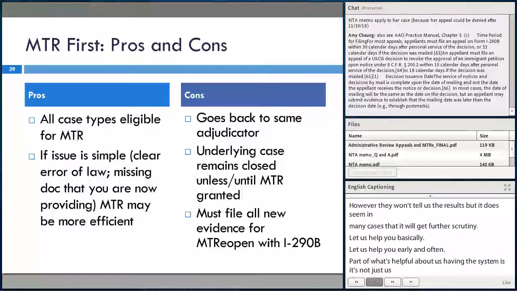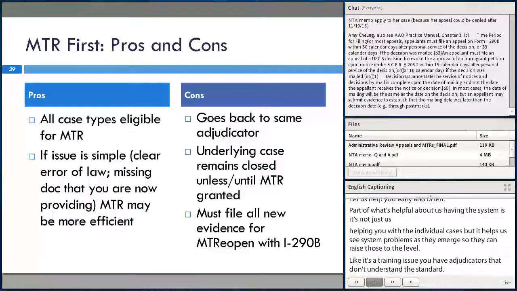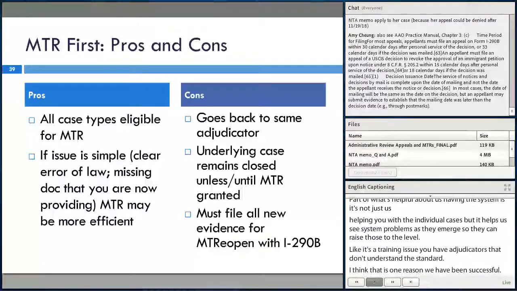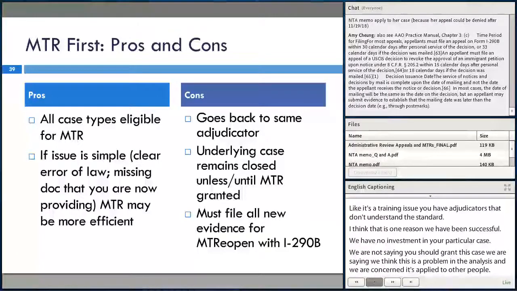And I think that's one reason that we've been successful, is that we have no investment in your particular case. We're not saying to them, you should grant this case. We're saying we think this is a problem in the analysis and we're concerned that this is being applied to other people, like what's happening to pro se applicants who are making this argument or attorneys who don't know to challenge this. So that gets their attention and maybe helps still. And it's still worth doing, I think.